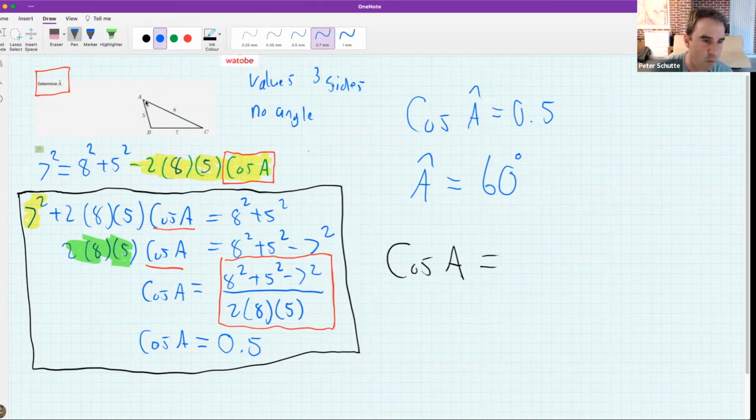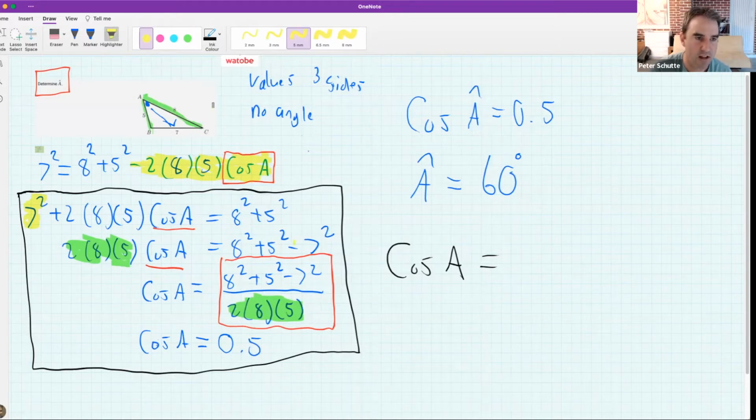So if I look at A, what is the side that is opposite the angle I'm after? It's 7. Can you see that the 7 is a -7 squared in my working out? The other thing I want you to see is that at the bottom is 2 times the length of 2 sides. Now, what are those 2 sides? Those 2 sides are the sides that are not opposite the angle I'm looking for.